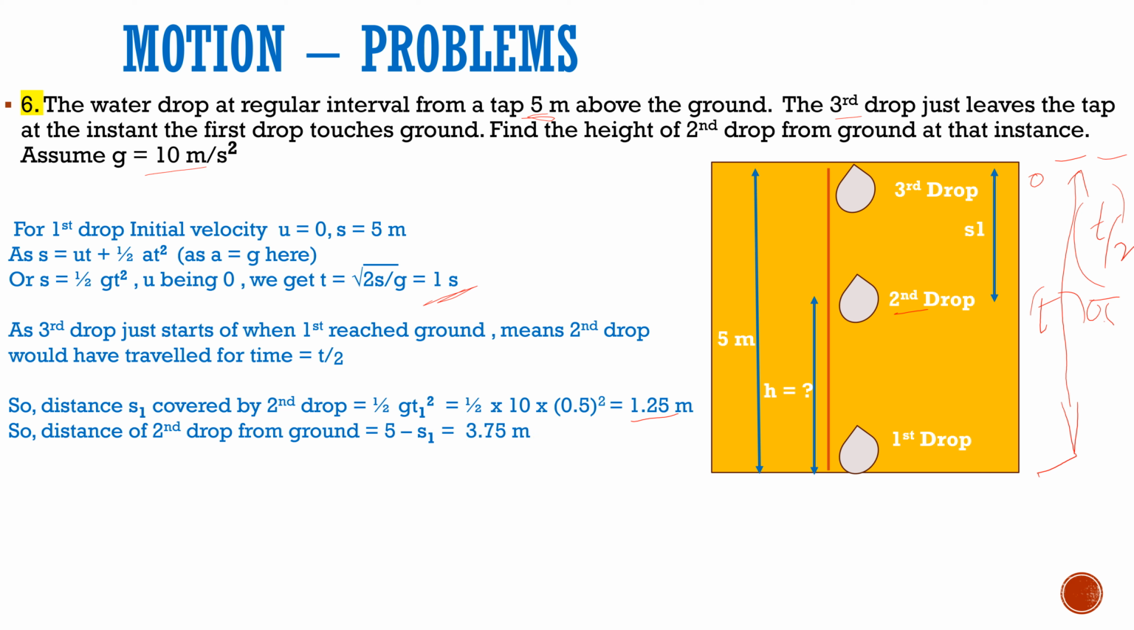So basically it is more important for us to find the time that the second drop has traveled by the time the first drop has reached the ground. So once we find that, rest of the things are quite simple and we can get the answer.